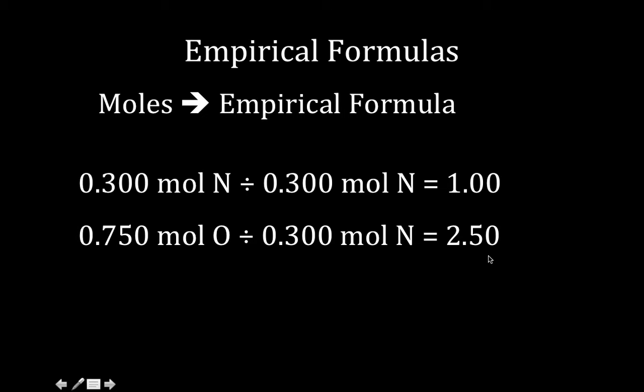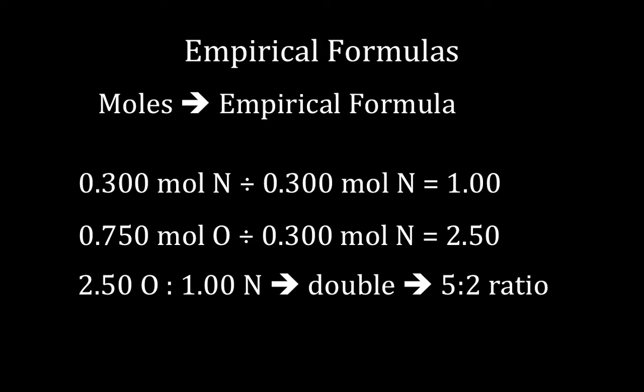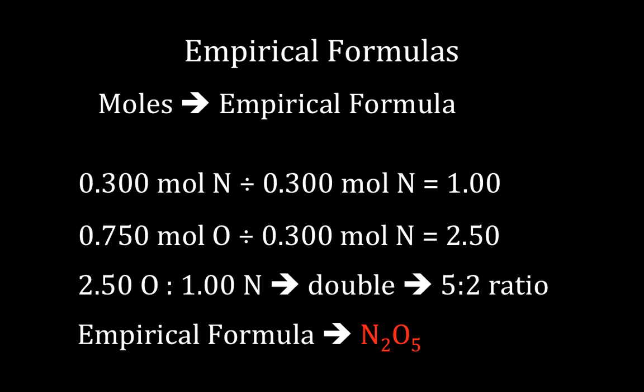But the problem is I'm not allowed to have half an atom. My answers have to be integers for these things. So to get around that, I'm going to double the 1 and I'm going to double the 2.50. So my 2.5 to 1 ratio becomes a 5 to 2 ratio. So I end up with N2O5. I figured out the empirical formula, and typically these kind of questions are out of 3 or 4 marks. If you have to find a molecular formula, usually that's just a 1-mark deal.